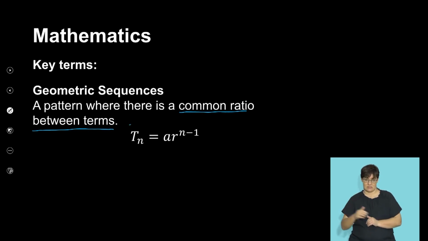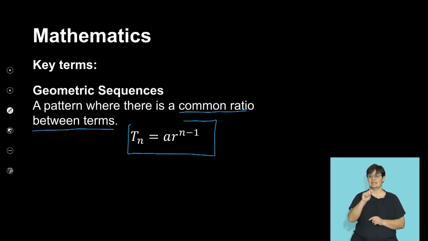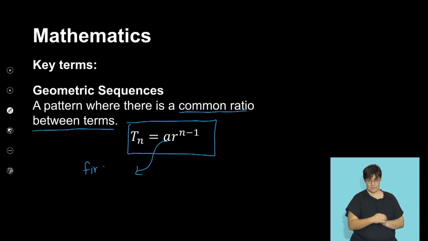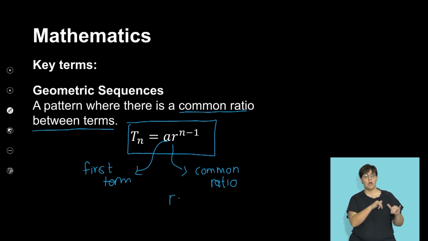The nth term for a geometric sequence is Tn is equal to AR to the power of n minus 1. A reminder that A is the first term of the pattern and R is our common ratio. Please remember you can find your common ratio by taking a term value over the value of the term that comes before it. Let's look at the next slide.